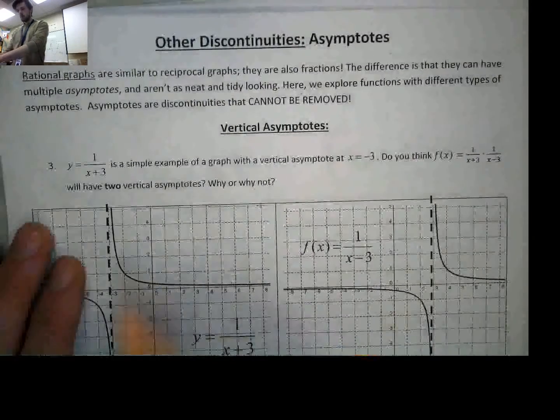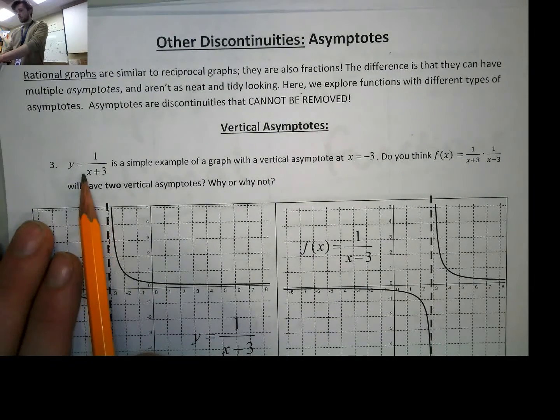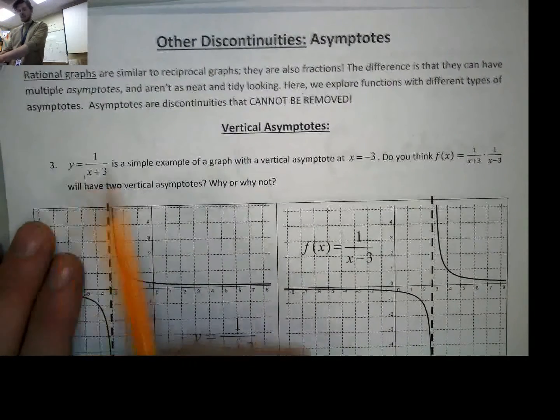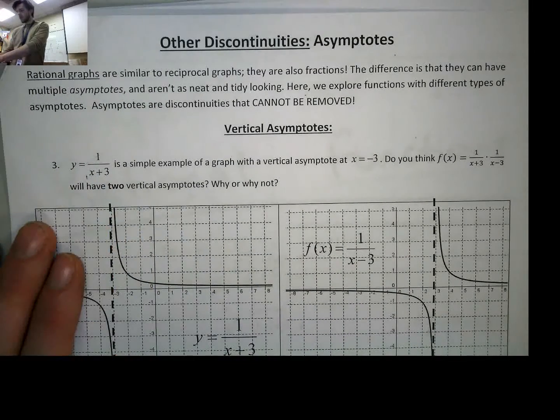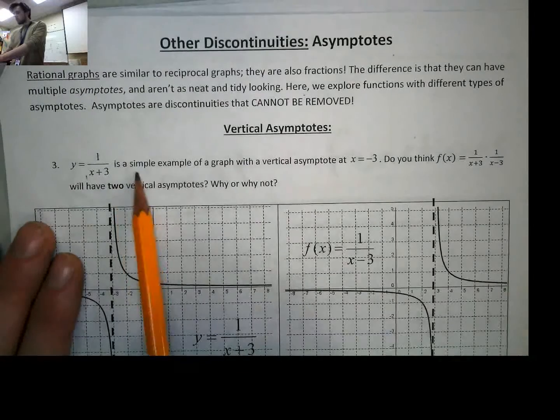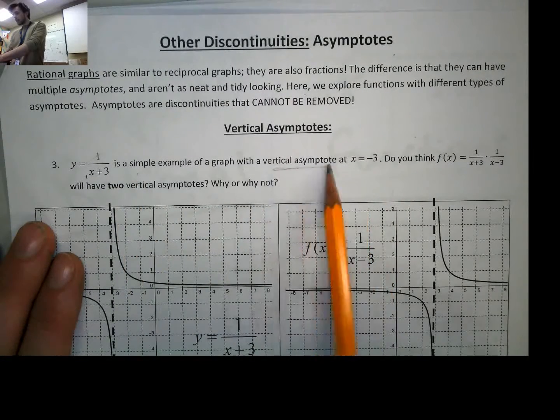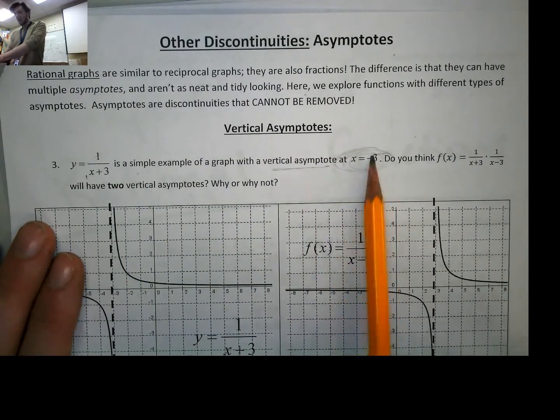So let's look at these two. Y equals 1 over x plus 3. Look, there's nothing that got canceled out. I can't cancel these two terms because they're not factors. It's got a vertical asymptote at x equals negative 3.